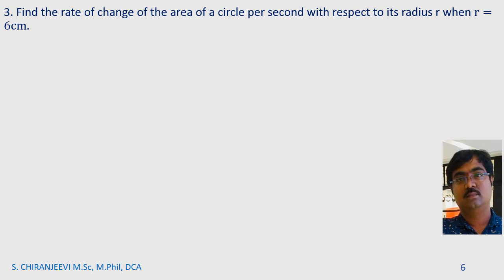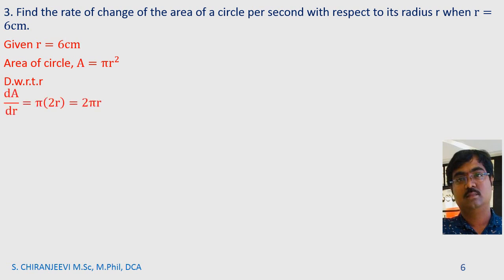Next, third one, find the rate of change of the area of a circle per second with respect to its radius r when r equal to 6 centimeters. Given r equal to 6 centimeter, area of circle capital A equal to pi r square, differentiating with respect to r, dA by dr equal to pi into 2r equal to 2 pi r. At r equal to 6 centimeters, dA by dr equal to 2 pi into 6, which is equal to 12 pi centimeter square per second.